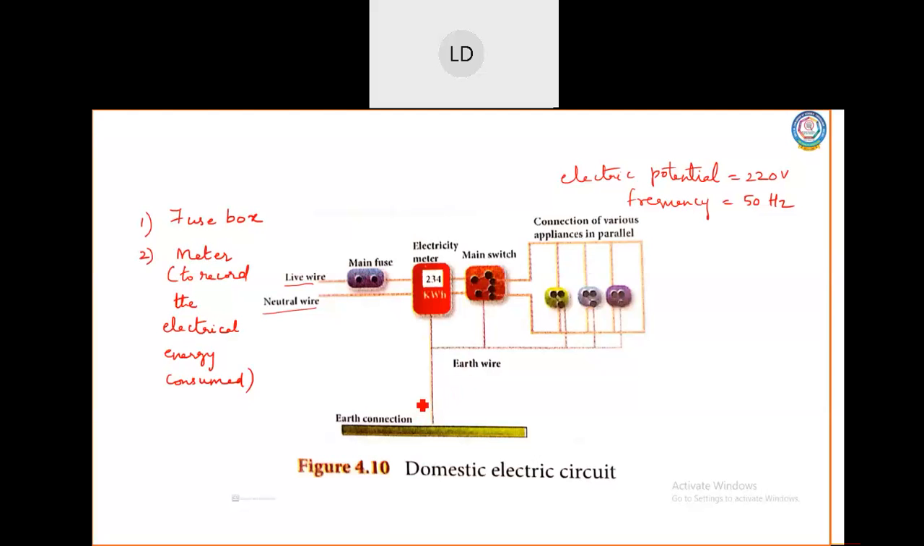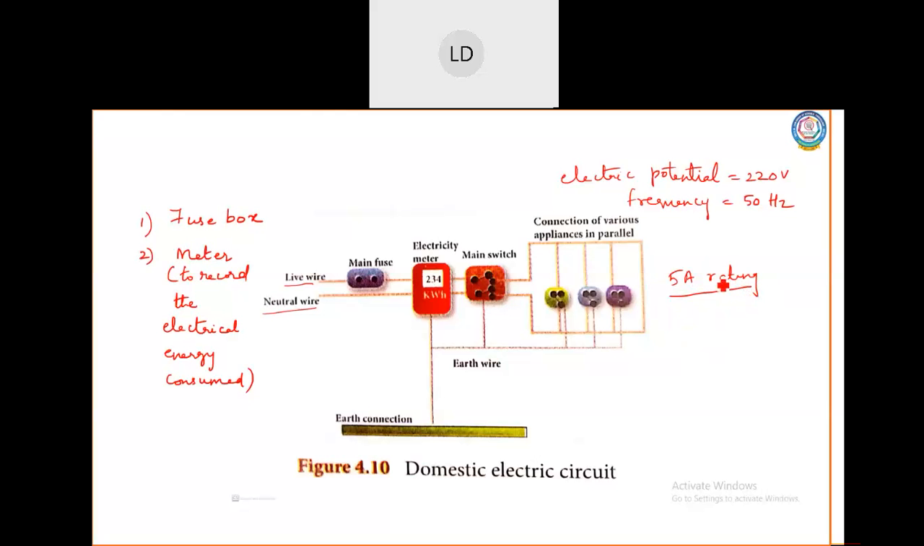Now in this, one circuit is connected to a 5 ampere rating. The 5 ampere rating is used to run electrical appliances which have a low power rating. For example, tube lights, electric bulbs, fans, they run with 5 ampere rating power. Okay, so low power rating appliances are connected to these 5 ampere rating circuits.